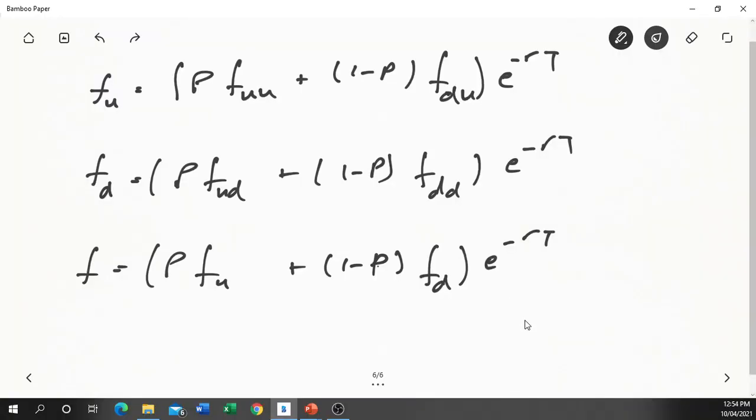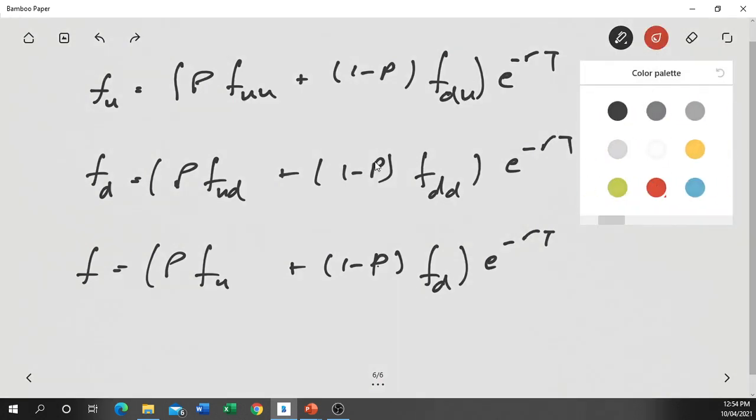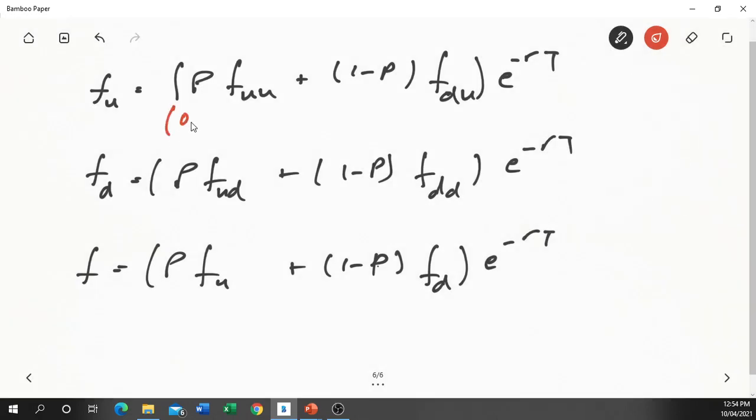Well, we know the probability. Let's just change the color. So the probability is 0.5503 times 3.2, yes, 3.2, plus 0.447 times 0, times e to the power.